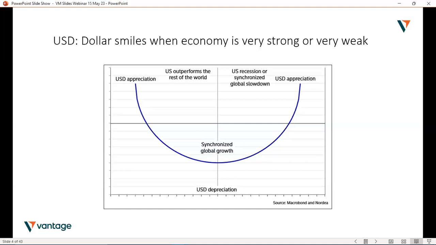So until now, really, you can see on the chart that the dollar appreciates at either end of this scale. It's actually one Norwegian investment bank, or Scandinavian investment bank, I should say, that has given this idea of a dollar smile. So strong appreciation at either end, when global growth is either very strong or very weak.